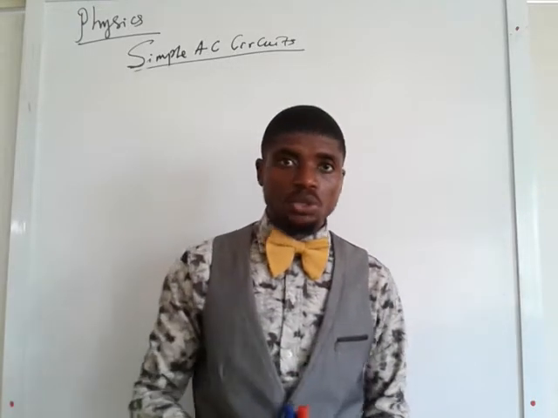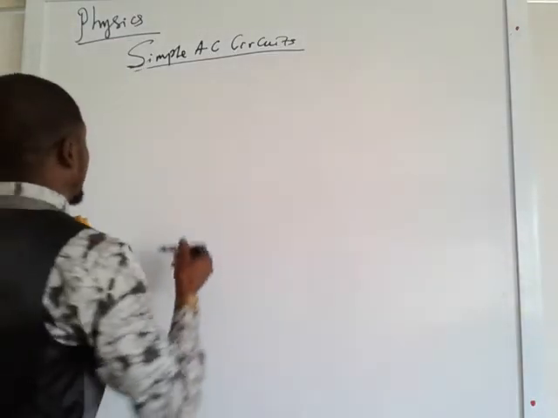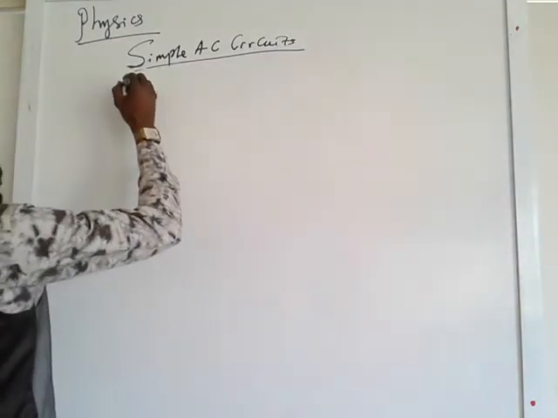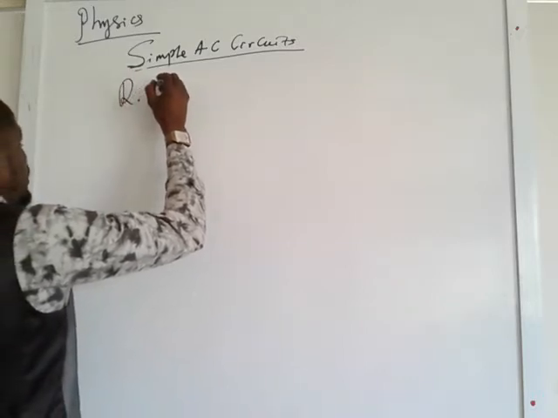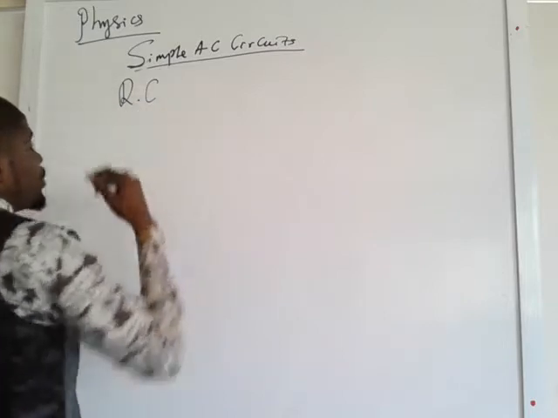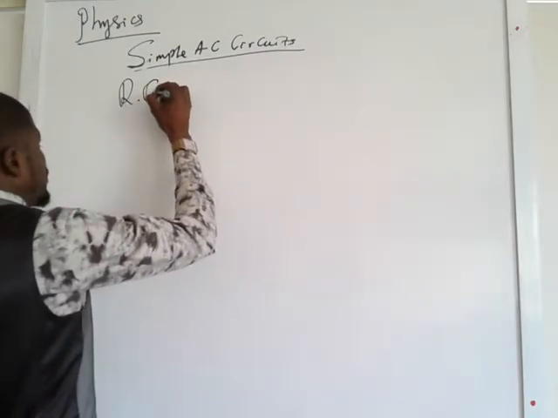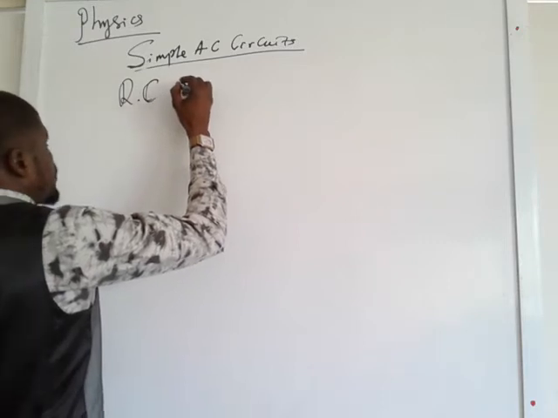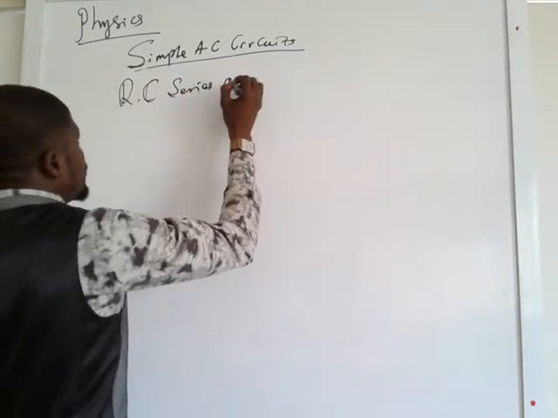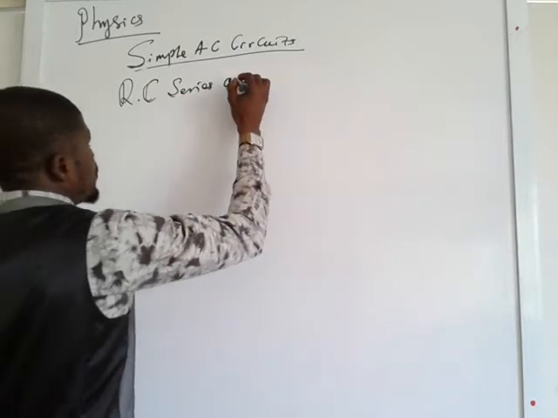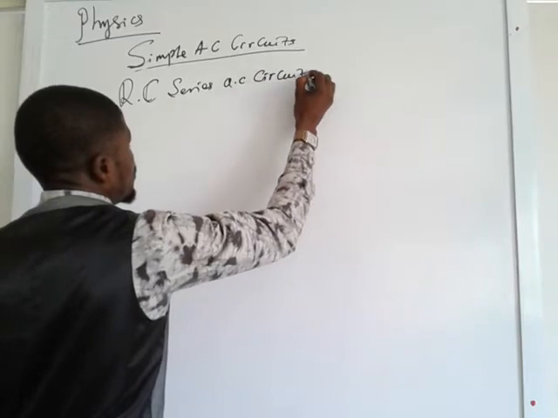In today's video, we shall be concentrating on the AC series circuit that contains a resistor and a capacitor, and also a resistor and an inductor. So let's begin with this RC series AC circuit.